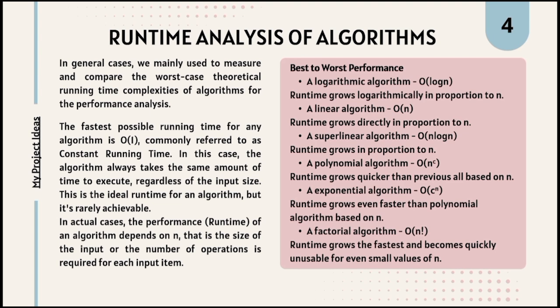So the best case time complexity is big O of log n. If you get a time complexity of log n, that means you have made a best algorithm. And if you are getting a time complexity of n factorial, then you need to optimize your algorithm because this is the worst performance. Got it?